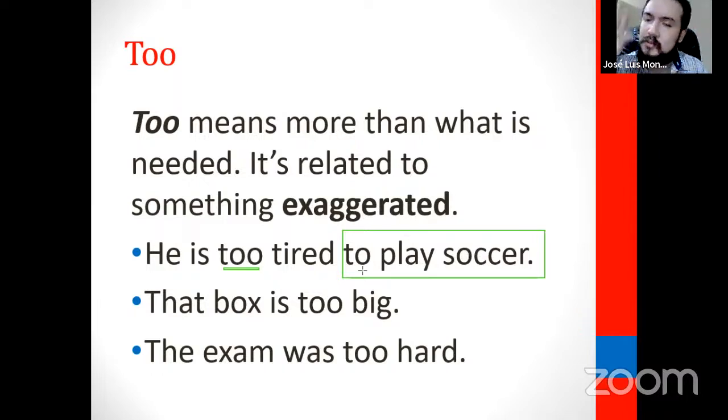So let's try to work just by speaking first this, please, Natalia. What two examples can you give me with this logic? Using too plus an adjective, and then the consequence, the limit, or something with infinitive. What do you say? What comes to your mind?